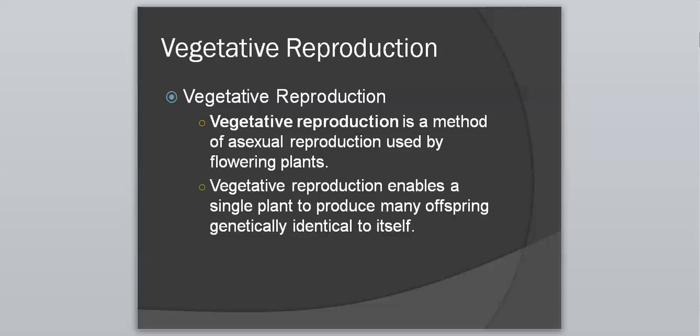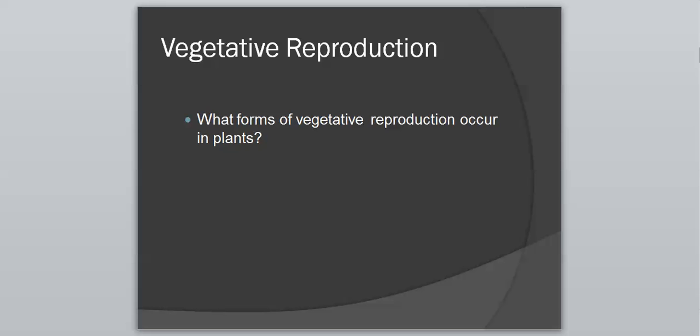This is a method of asexual reproduction used by flowering plants, meaning that it's only one plant doing it, no sex is required, and vegetative reproduction enables a single plant to produce many offspring that are genetically identical to itself. So this is basically, to put it in shorter terms, plants making a clone of itself. And so what forms of vegetative reproduction occur in plants?